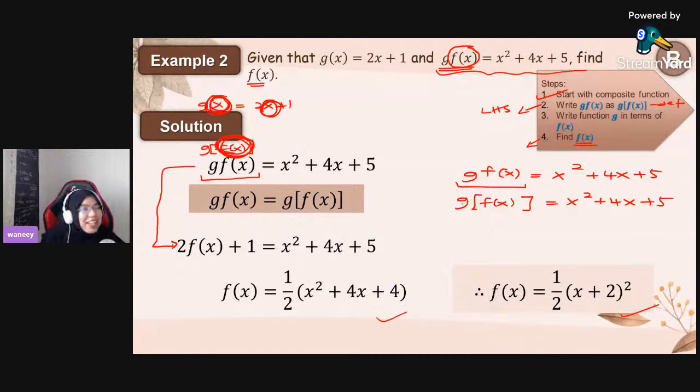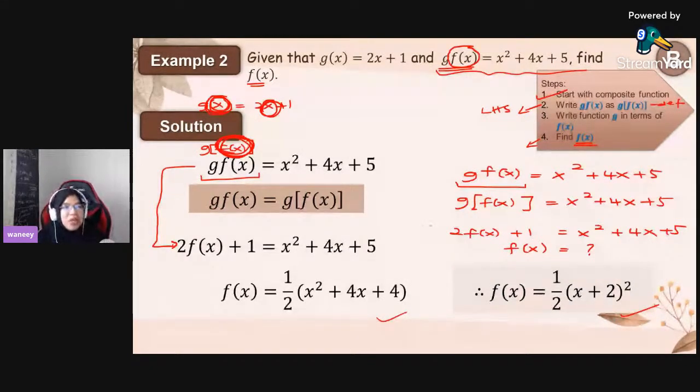Okay. Alright, you simply substitute the x with fx. So 2fx plus 1. So this is equal to x squared plus 4x plus 5. And then you will get what is your fx. Okay, so those are the 4 steps. So semua yang kita buat tu kebanyakannya melibatkan yang sebelah kiri. So that is why we start with the composite function.